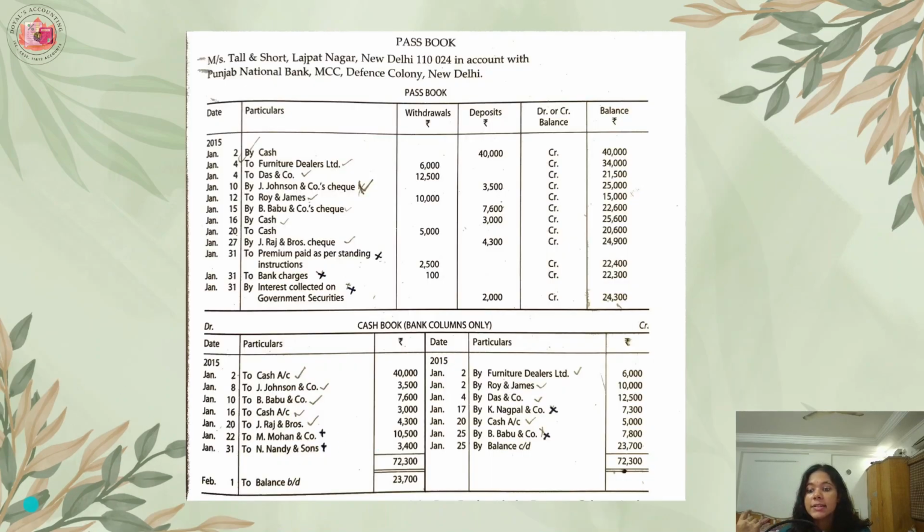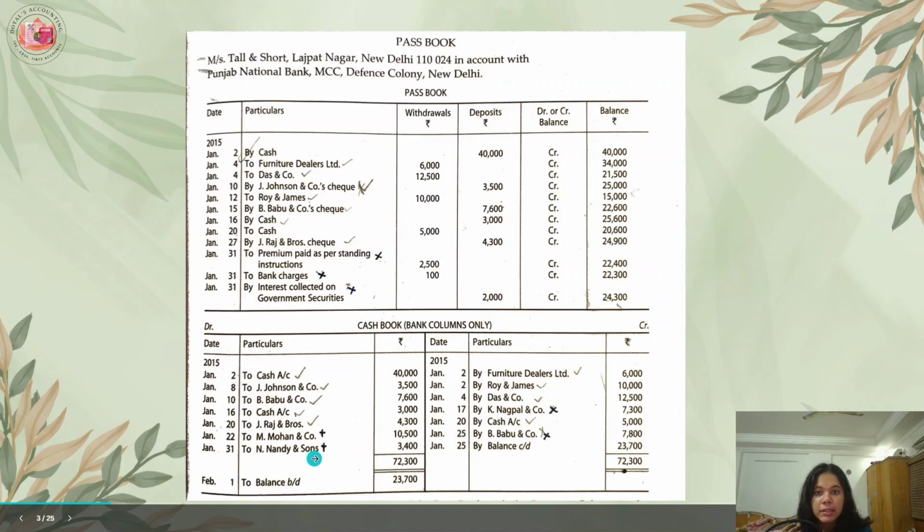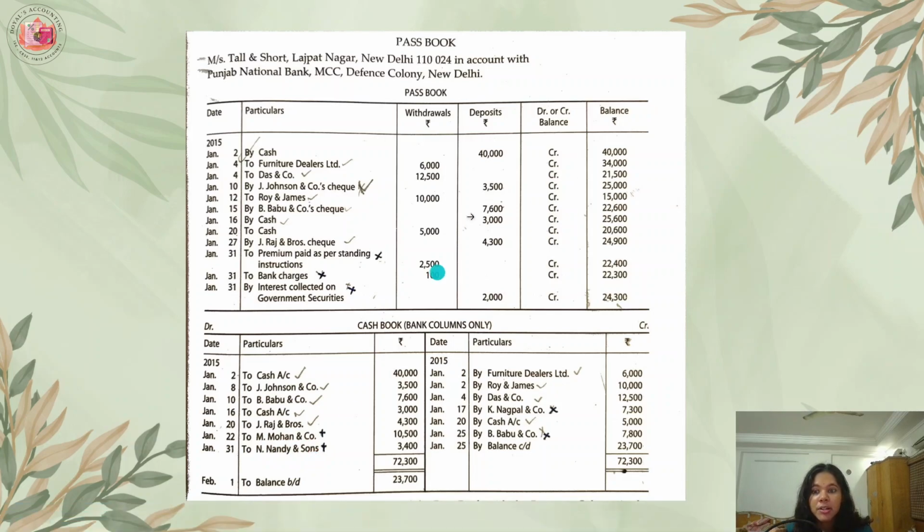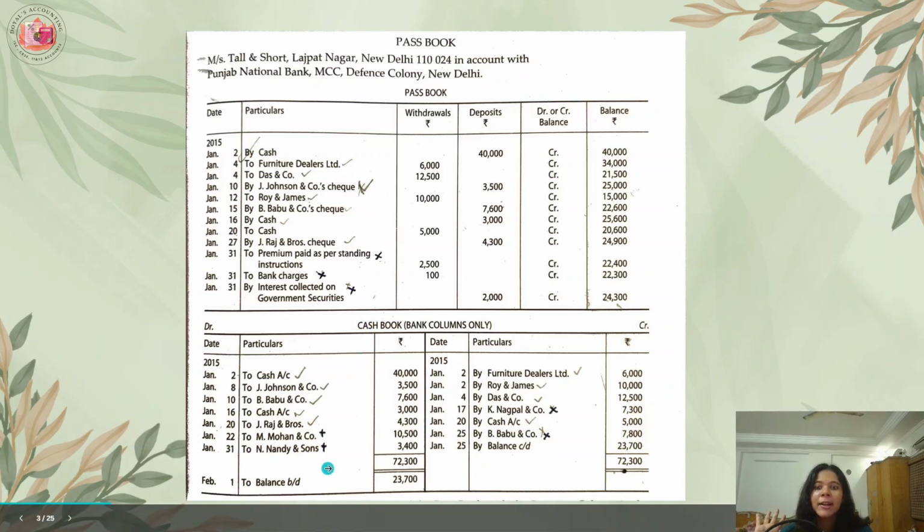See, like in this case, Mohan and Company and Nandi and Sons, we have received the check and it has not yet been deposited. So that amount has not been reflected in our bank account, but we have recorded it in our cash book.